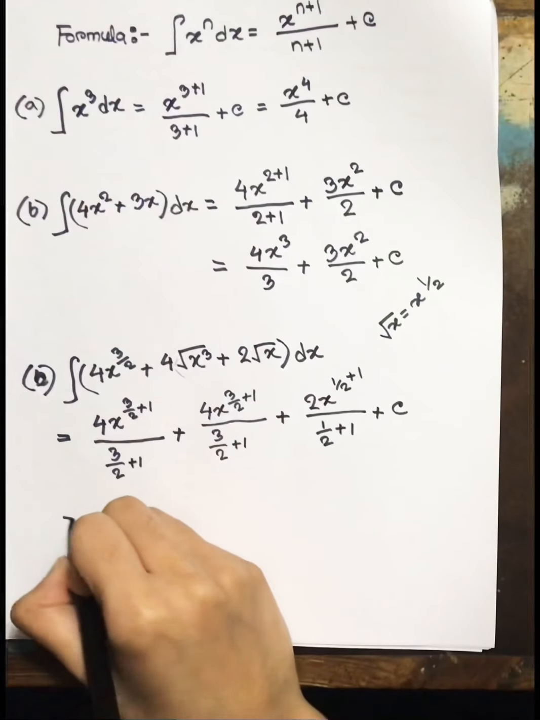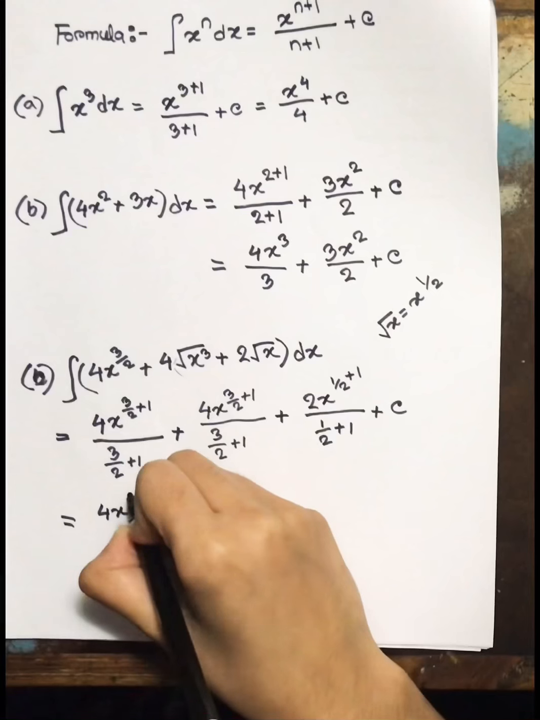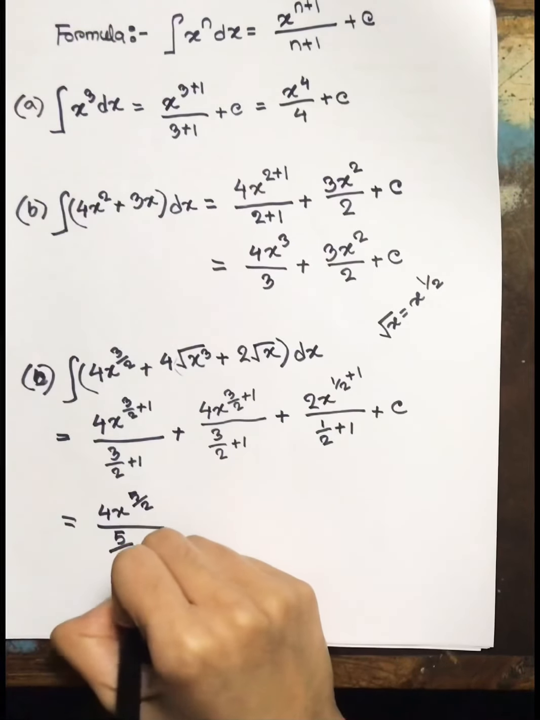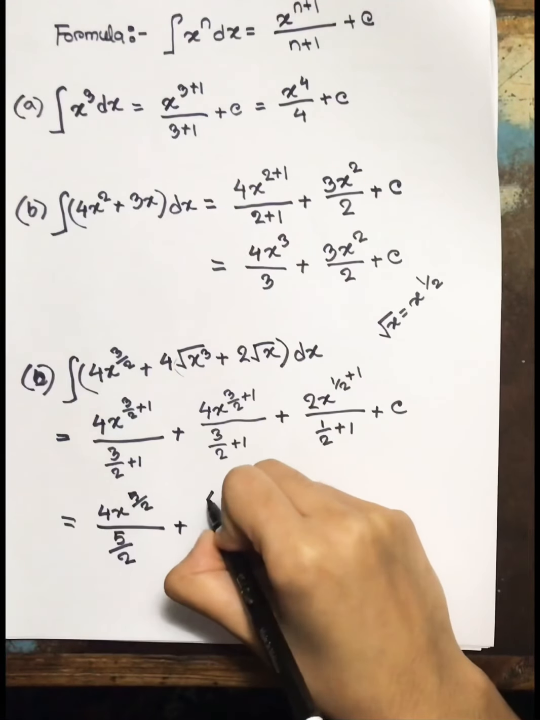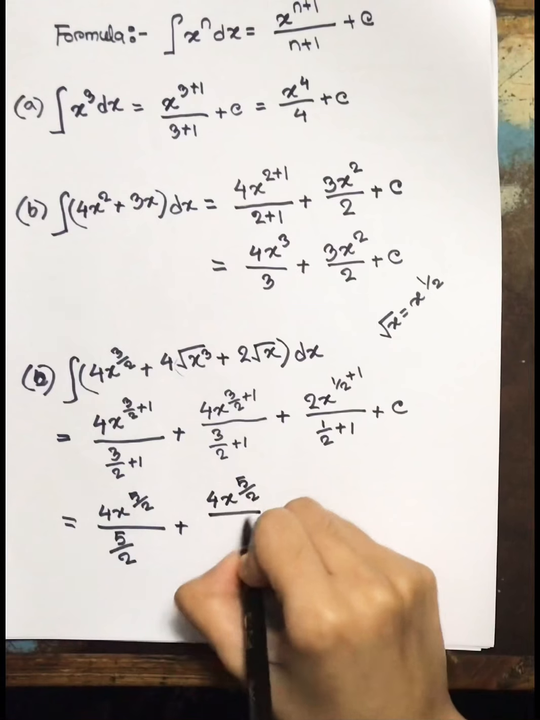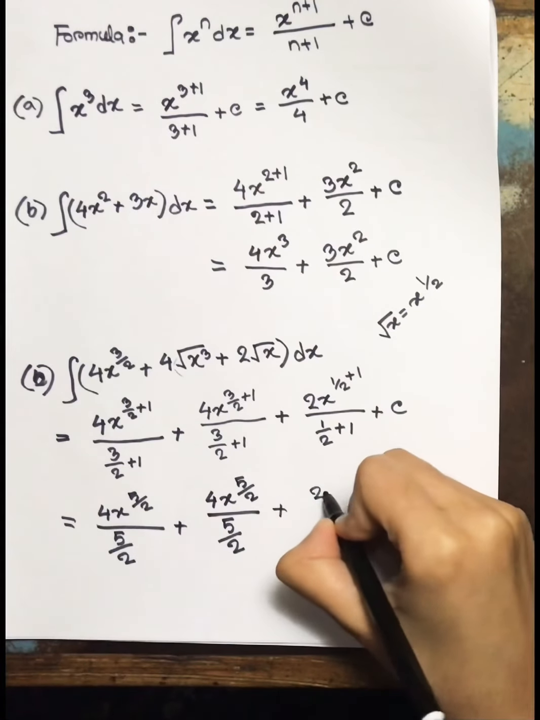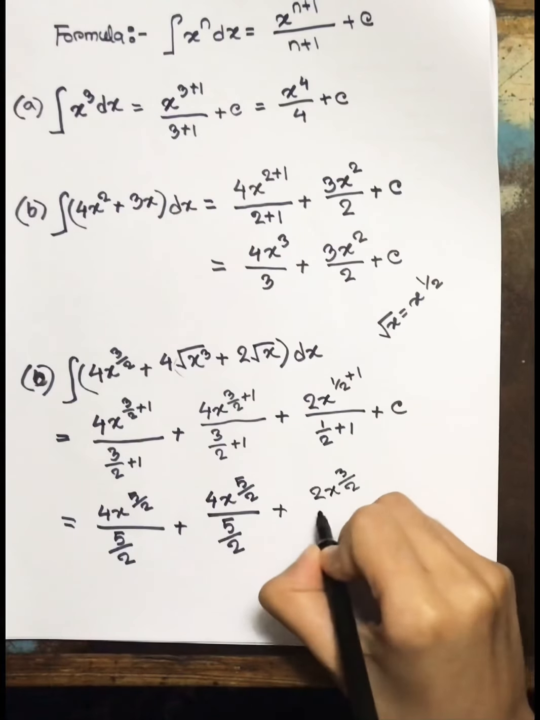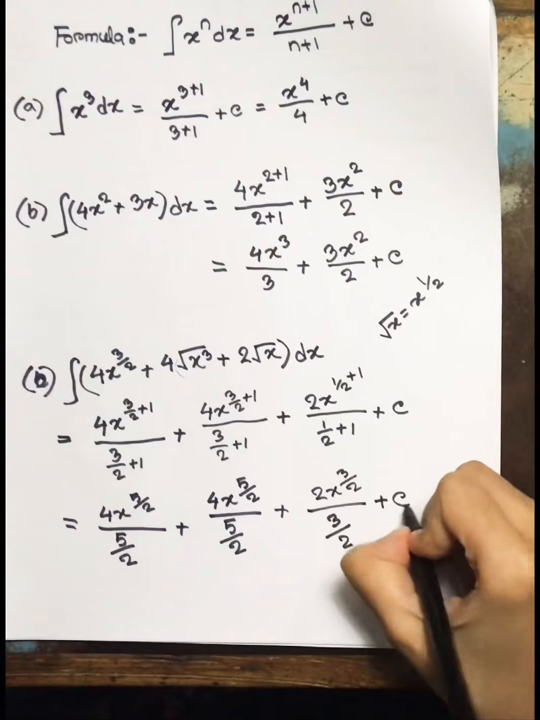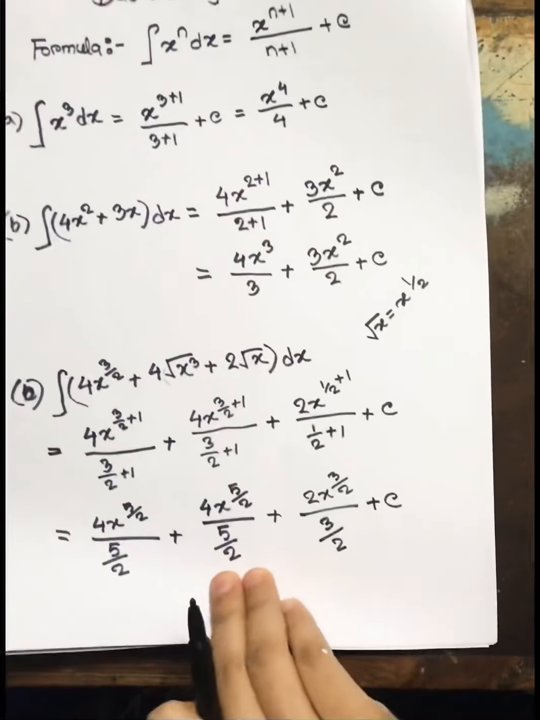Now this thing becomes 4x to the power 5 by 2 divided by 5 by 2 plus 4x to the power 5 by 2 divided by 5 by 2 plus 2x to the power 3 by 2 divided by 3 by 2 plus c. Now if you simplify it further, you're going to get the result for this.